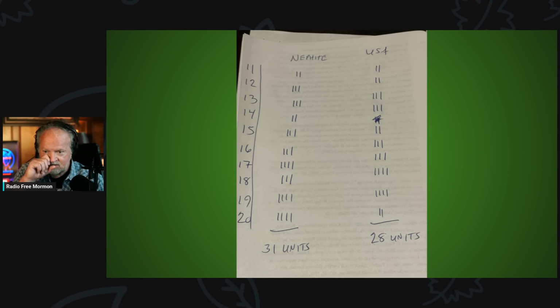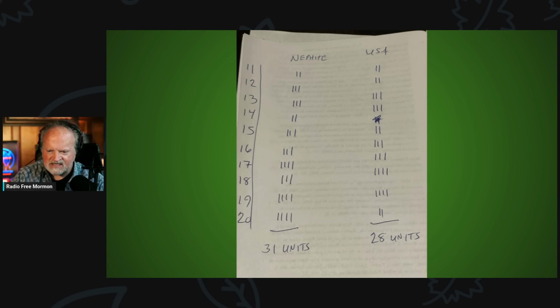So on the second page, 11 to 20, now that you've got the $10 bill, you compare them, the Nephite system and the US system. The Nephite system now takes 31 total units to make up the numbers 11 through 20, but the USA system takes only 28 total units.